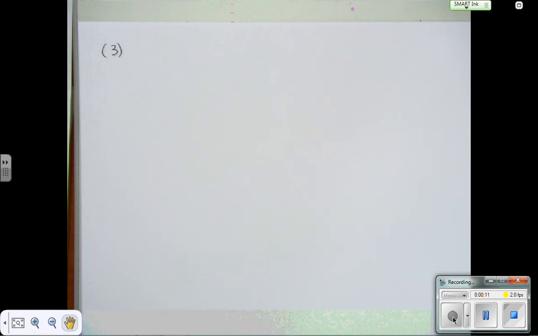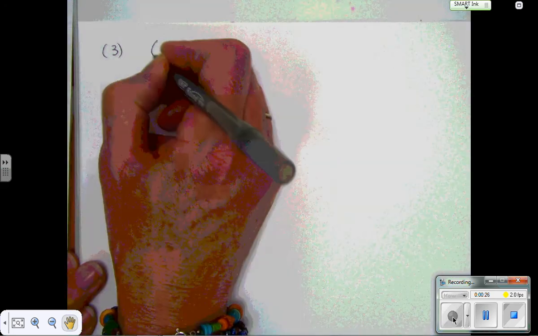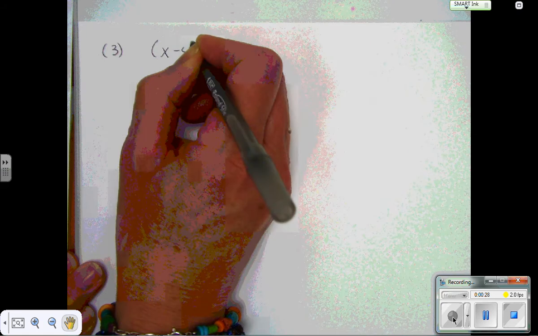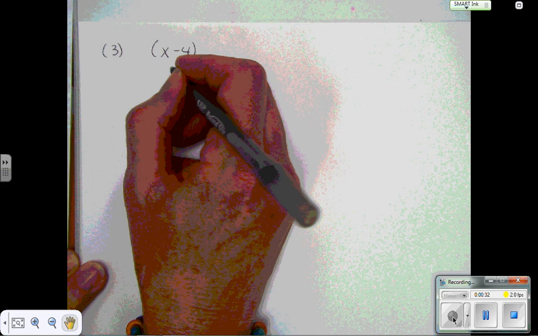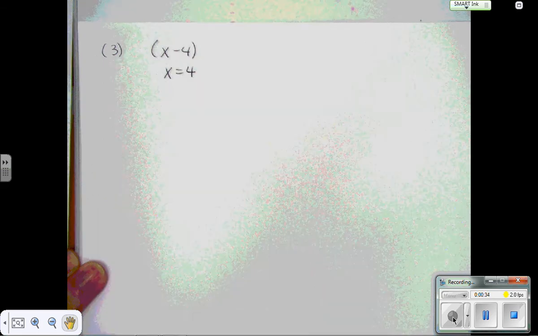On number 3, if one side of a rectangular prism is x minus 4 and the volume of the prism is x to the third plus 3x squared minus 36x plus 32, find the other dimensions. So that's right. I'm going to divide by the x minus 4, because that's one factor. Solve for x equals 4.